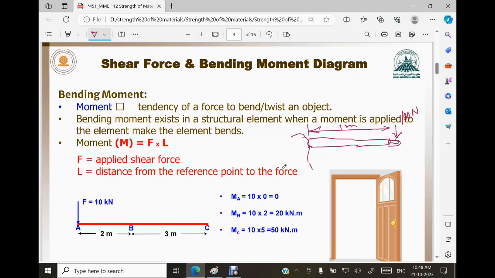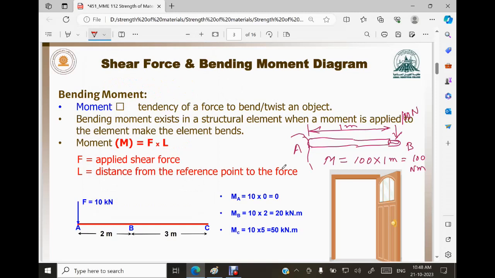If I call this point as A and this one as B, what is the bending moment? Bending moment M is equal to force multiplied by perpendicular distance. Perpendicular distance is 1 meter. So this becomes how much? 100 newton meter.